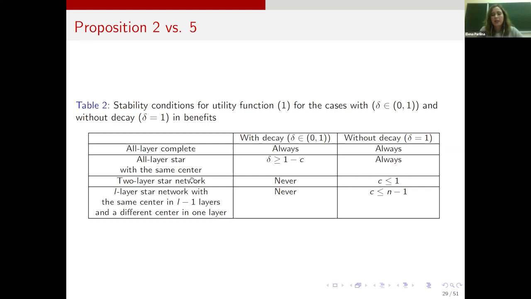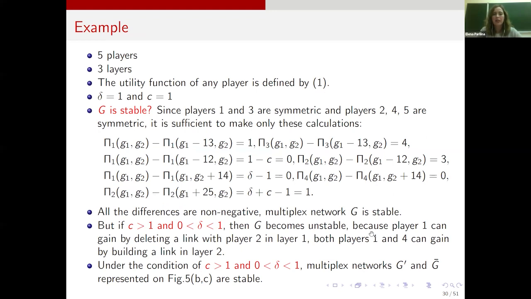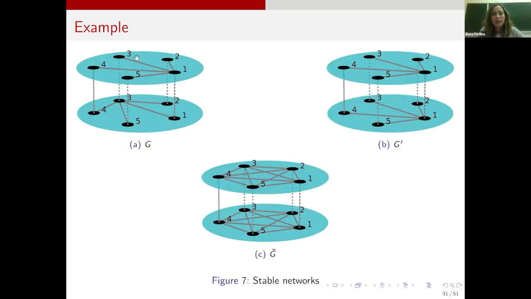We can guarantee, and this is the difference again with the all-layer star network with the same center, with these two cases. So we summarize these results here. For example, I will show you one short example with 5 players and 3 layers. The utility function is 1. We have delta equal to 1, so we have no decay, and C is equal to 1. We show this structure here.